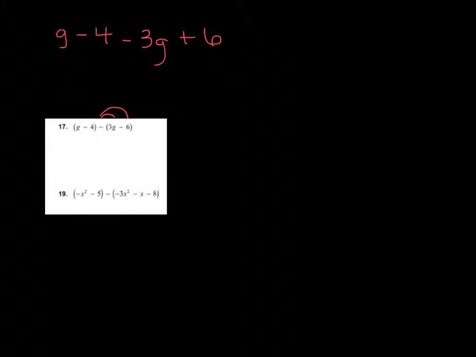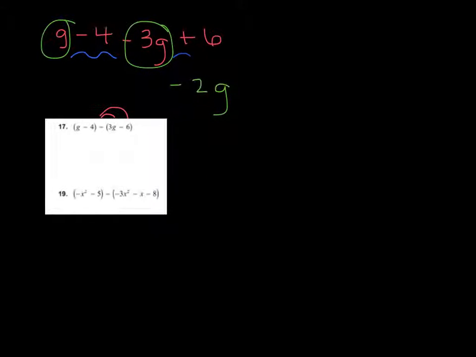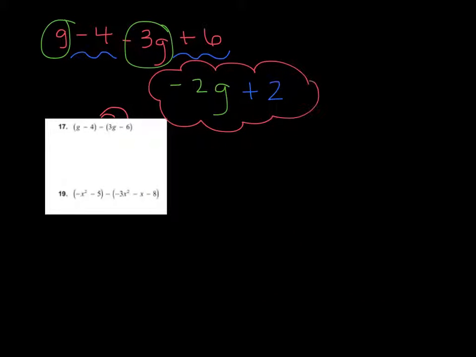Now I'm just going to use the same process that I used for adding, so I'm going to combine like terms. I have g minus 3g, which would be negative 2g. I have negative 4 plus 6, which is positive 2. And this would be my final answer at this point. It's a binomial. My leading coefficient is negative 2, and it's degree 1. Because remember, there's a little invisible 1 on that variable there.